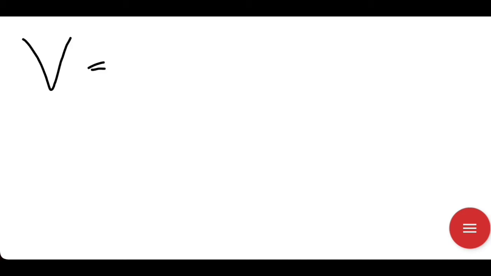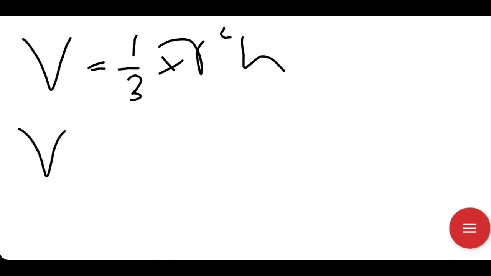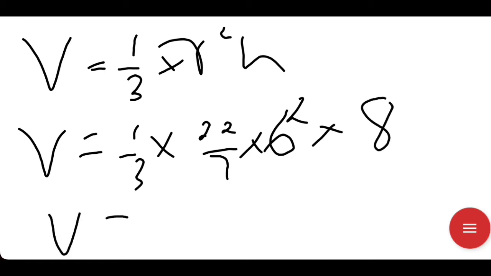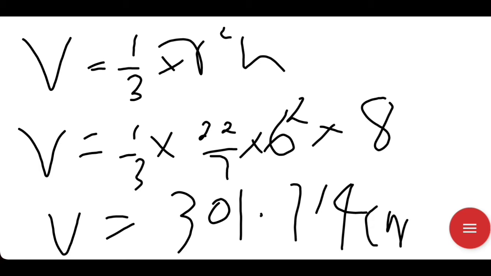So the first question is the volume of the original cone. We know the volume of a cone to be 1/3 pi r squared h. So my volume will be 1/3 times 22 over 7 times the radius of the bigger side, or the original cone, which is 6 squared. The height is what I got to be 8 centimeters. So my V equals, when you do that, everything should give you 301.714 cm³. That's good.